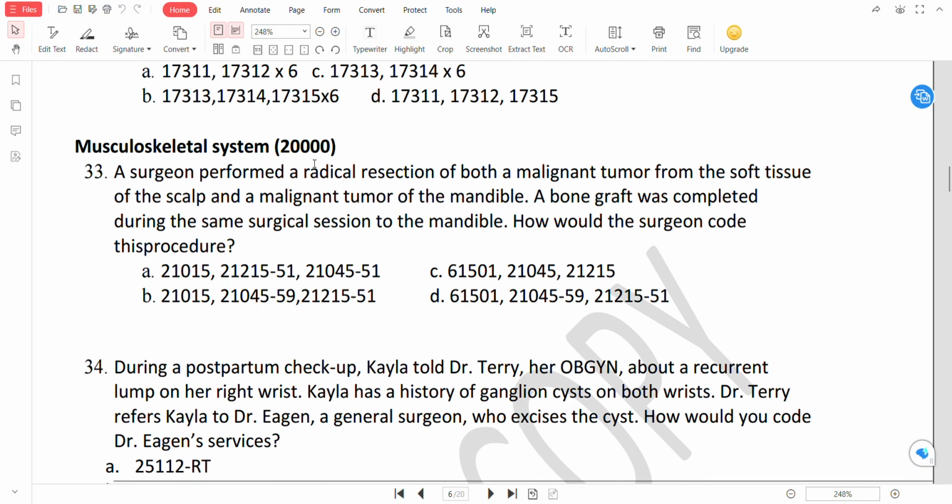Next is musculoskeletal system, 20K series. 33. A surgeon performed a radical resection of both a malignant tumor from the soft tissue of the scalp and a malignant tumor of the mandible. A bone graft was completed during the same surgical session to the mandible. How would the surgeon code this procedure?